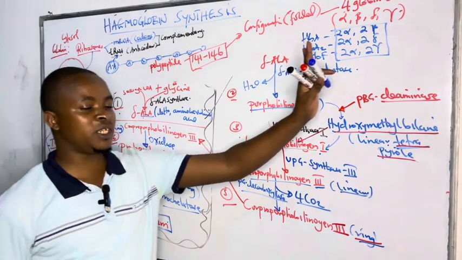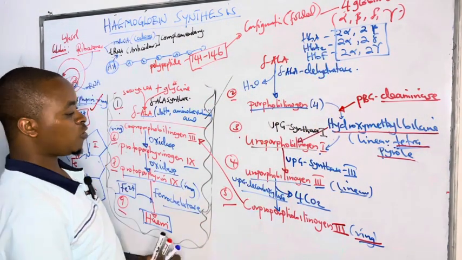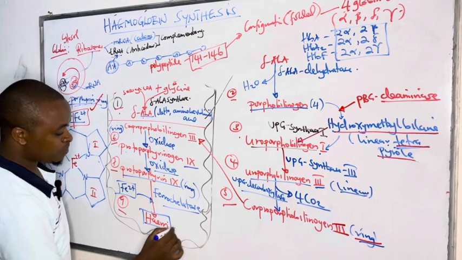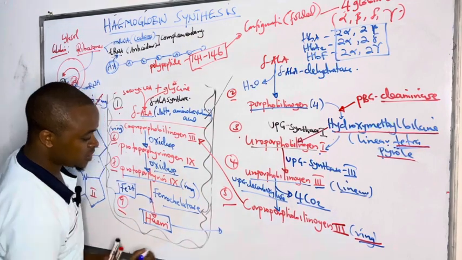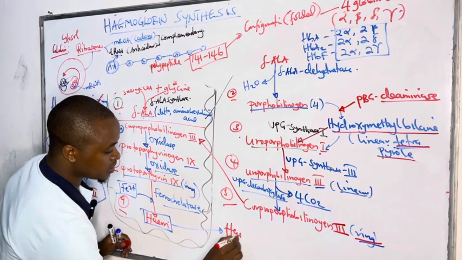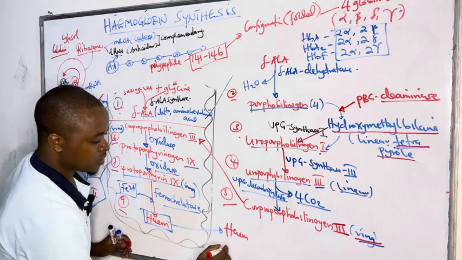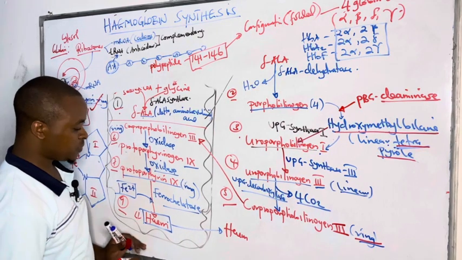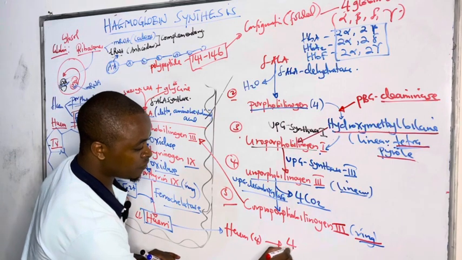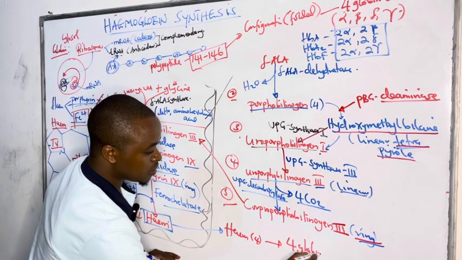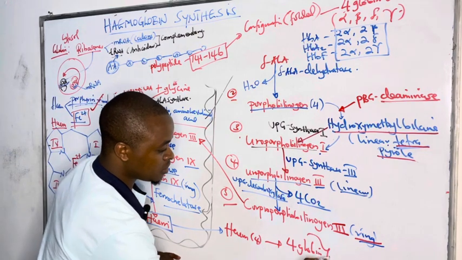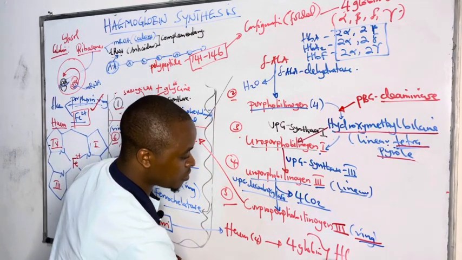After being folded, the last part is combining with the heme which is formed. The heme which is formed exits the mitochondria. And after exiting the mitochondria, we form the 4 heme groups. And these 4 heme groups go and combine with the 4 globin chains, either alpha, beta, or gamma. And their combination results in the formation of hemoglobin.